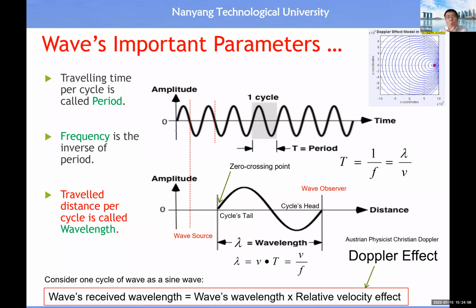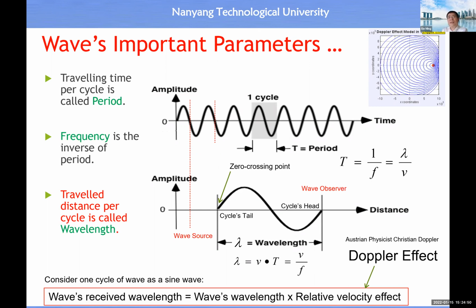First, in an ideal situation we could treat the wave as a sine wave, so we can talk about the period. Period corresponds to the traveling time per cycle. Wavelength corresponds to the travel distance per cycle. Then one over period is equal to frequency. So these are the three parameters related to the sine wave. So we consider an ideal wave, a sine wave.